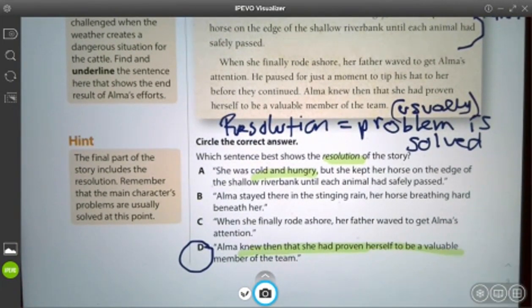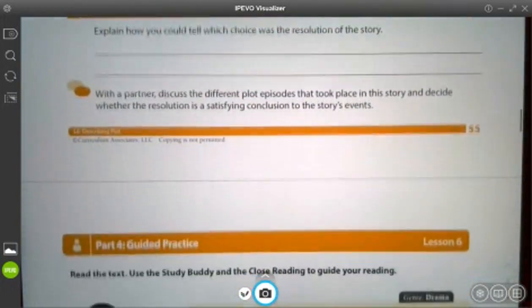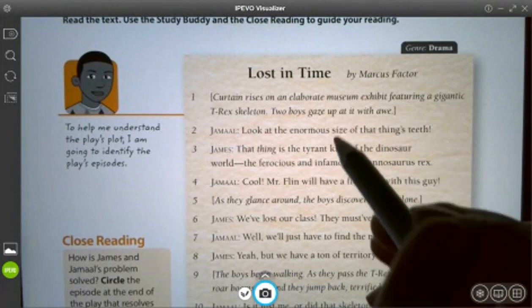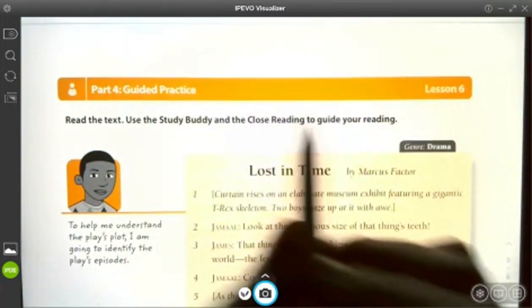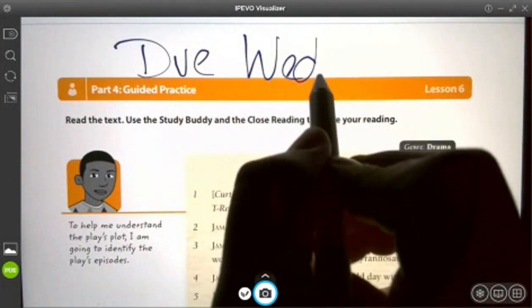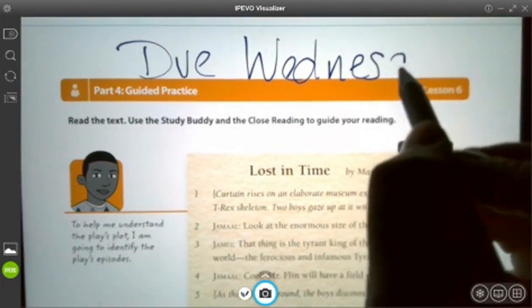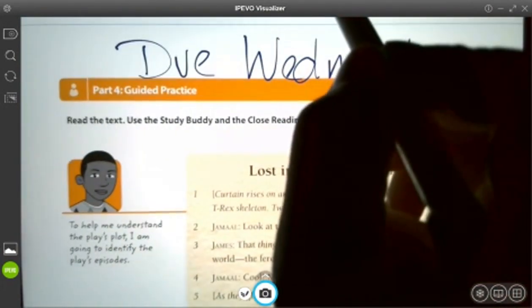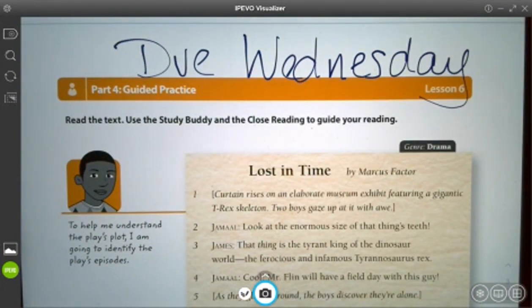Okay, so for the rest of this, you're going to have two stories. This, remember, is going to be due Wednesday. So I'd like you to get this ready lesson done by Wednesday. All right, today would be a perfect day to work on it because that's all I'm going to give you today, is to work on your ready lesson.